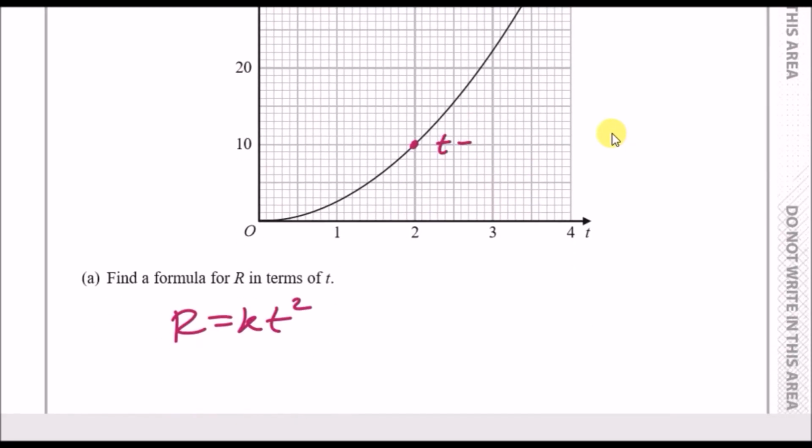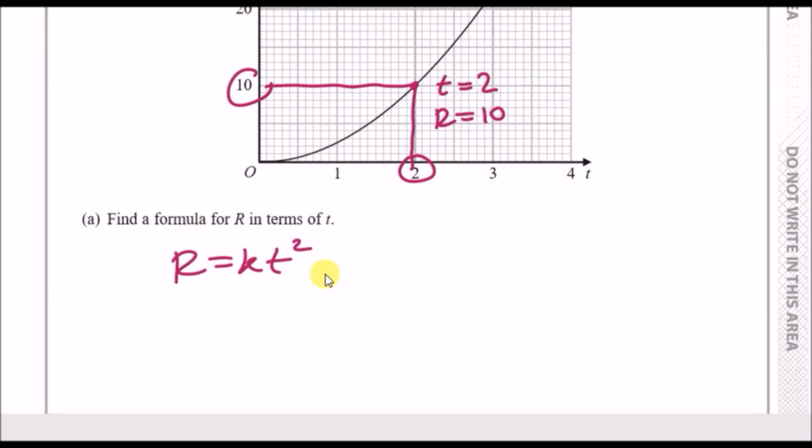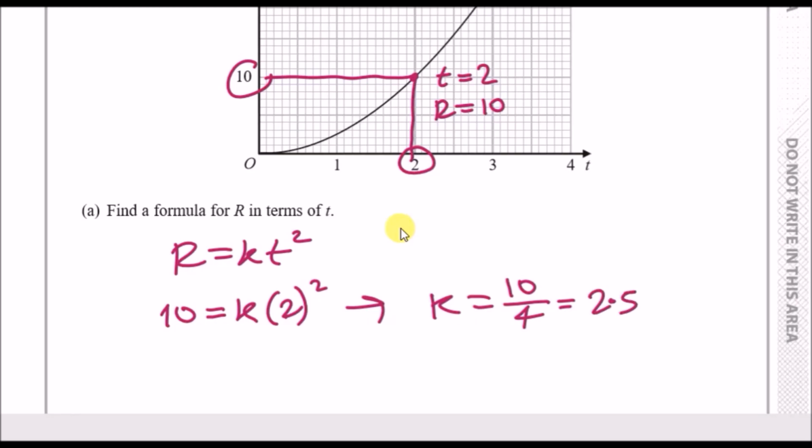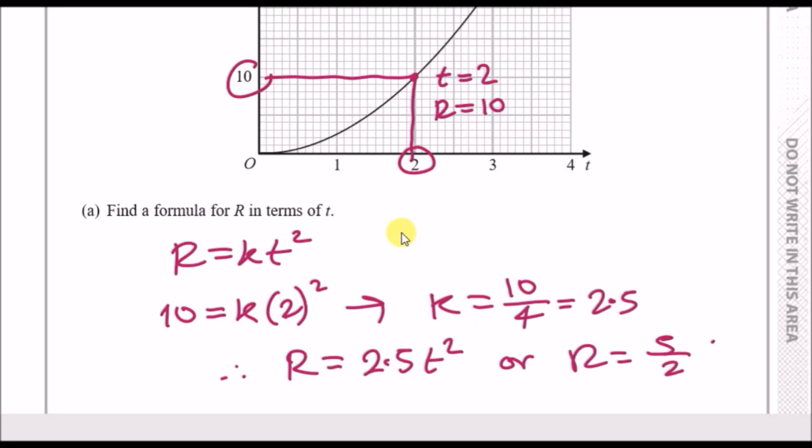So when T is 2, we're going to have an R value of 10. So these two, yeah? Matching up over here. Let's go ahead and put this into the equation. R is 10, we got K times 2 squared, which is 4. Making K the subject, we get 10 over 2 squared, or 4, which is 5 over 2, or 2.5. So the equation of R in terms of T is R equals 2.5 T squared, or R equals 5 over 2 T squared. Whatever point you choose, you should get the mark either way.